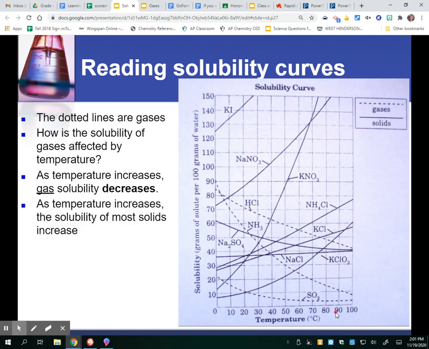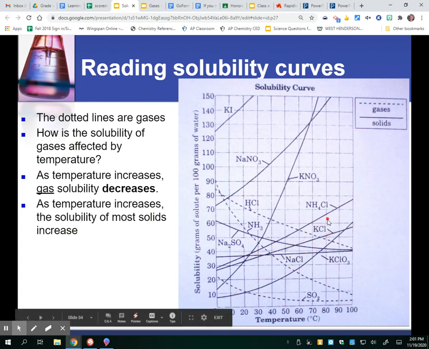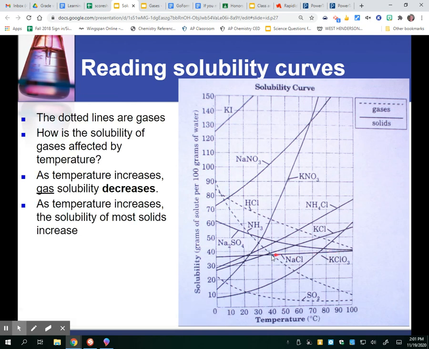Of course, as temperature increases, the solubility of most of these solids does increase. You'll notice here that sodium chloride is almost flat. So if you're making a solution of salt water, you don't necessarily need warm water. It doesn't really increase your solubility at all, or not very much anyway. Okay, so that's the ins and outs of reading solubility curves.